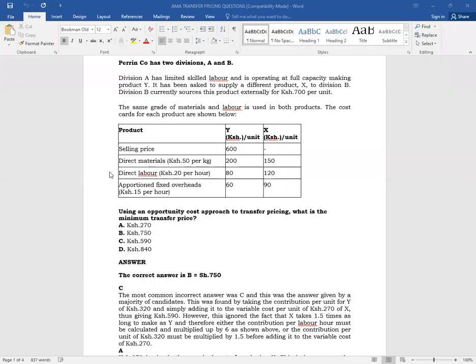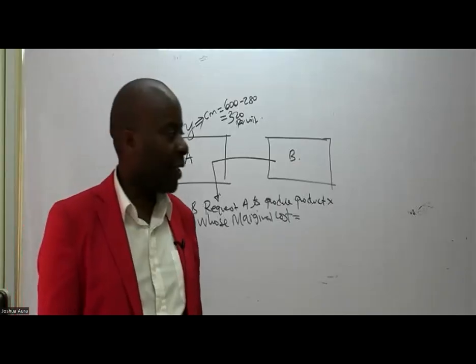Remember, we are told here that division A has limited skilled labor and is operating at full capacity, making product Y. It has been asked to supply a different product called X to division B. Now, for this product X, the marginal cost is 150 plus 120, materials and labor. 150 plus 120 gives me how much here? 270.